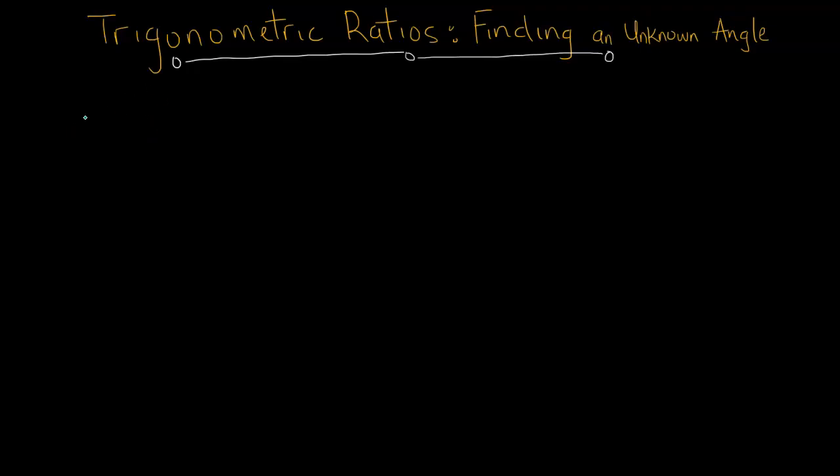Now we know that there are three basic trig ratios. There is the sine, which is the ratio of the opposite to the hypotenuse. There is the cosine, which is the ratio of the adjacent to the hypotenuse, and there is the tangent, which is the ratio of the opposite to the adjacent. So now we're going to be using these three trig functions to solve three different problems.